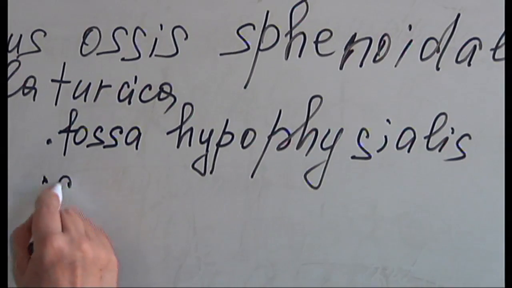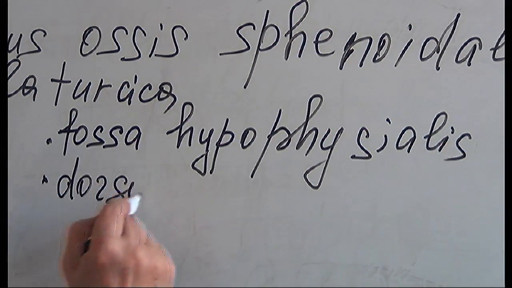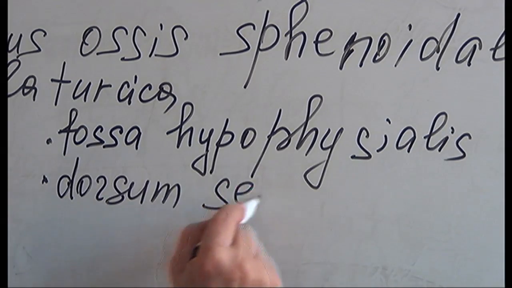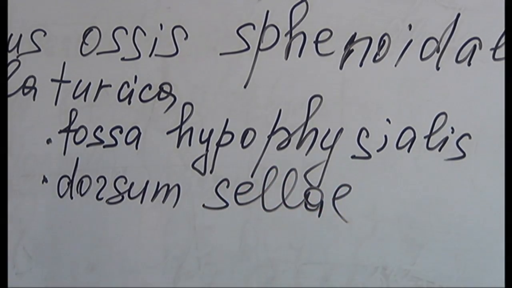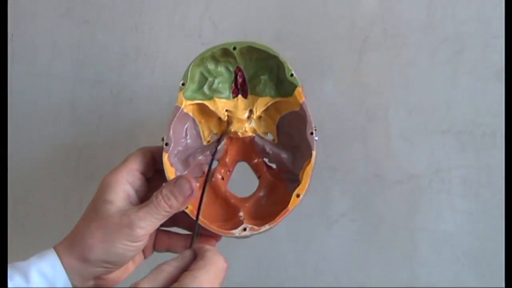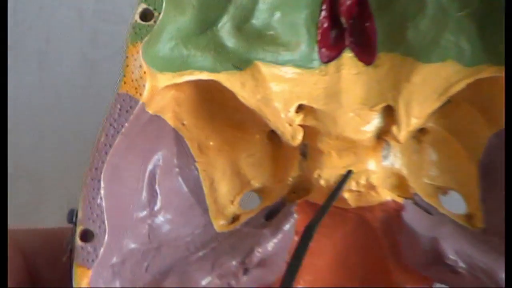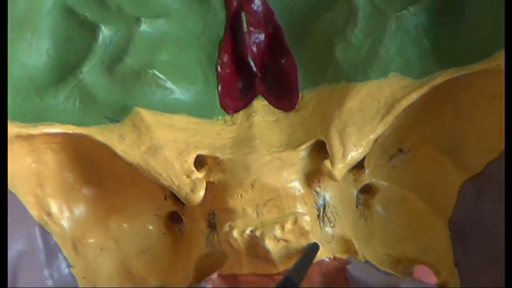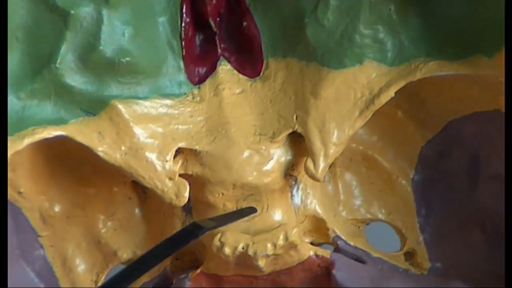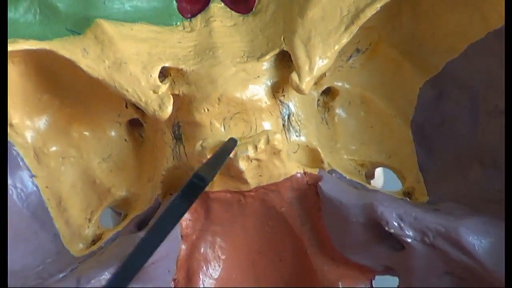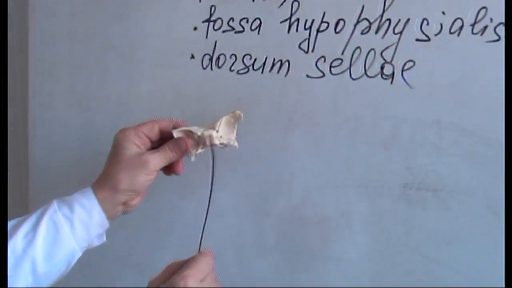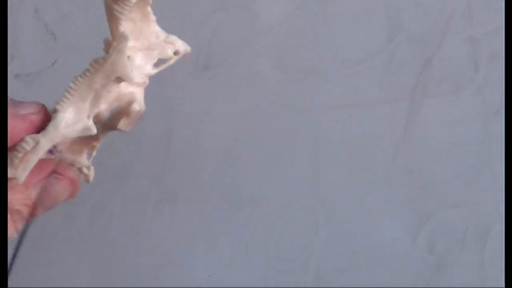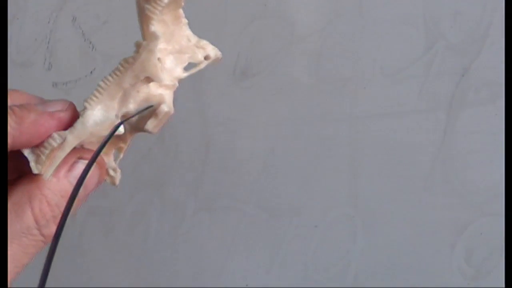And dorsum sellae. Where is dorsum sellae? Here it is. It's fossa hypophysialis, and this is dorsum sellae. Dorsum sellae and fossa hypophysialis.